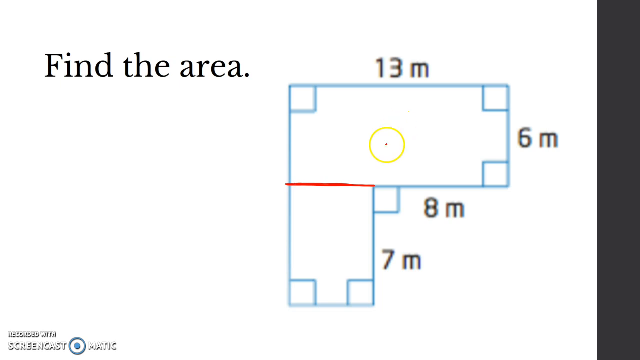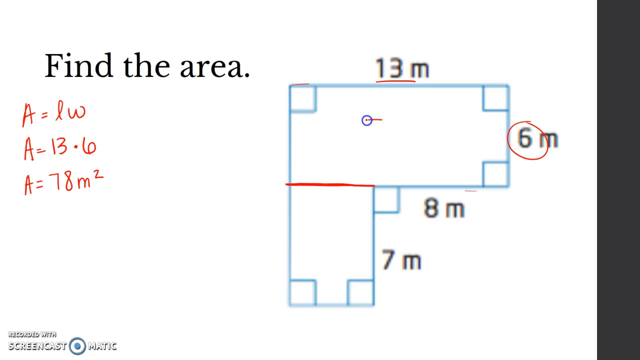So in order to do this, I have two separate shapes. I know this larger shape here is a rectangle, so I'm going to start there. The area of a rectangle is length times width. So for this shape, I've got the length of 13 meters times the width of 6 meters. When I do my multiplication there, I get the area of 78, and then my label is going to be meters squared. So I found one piece.